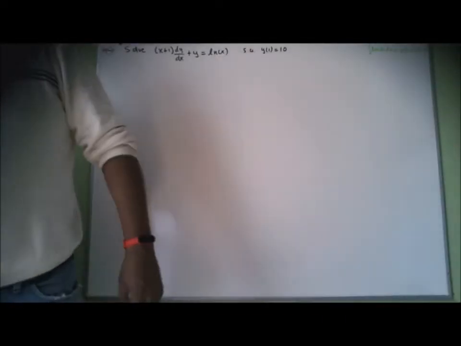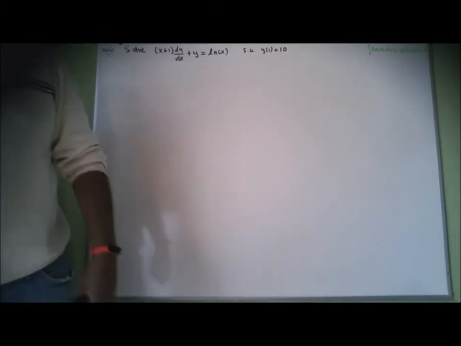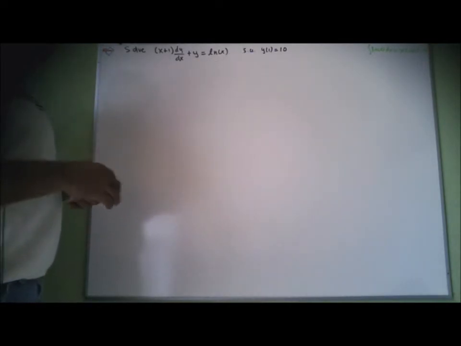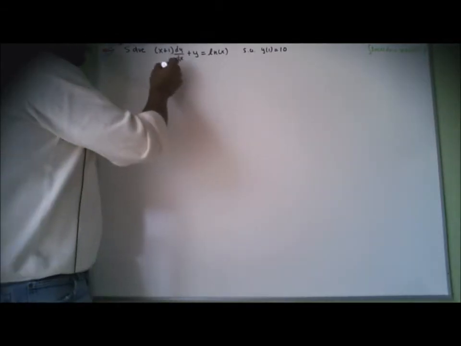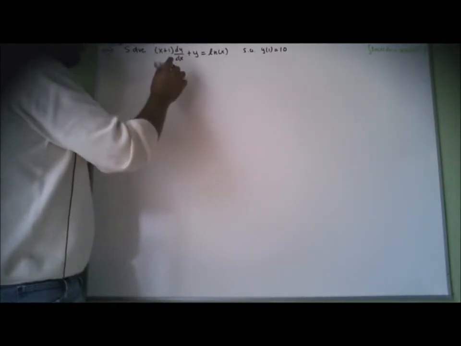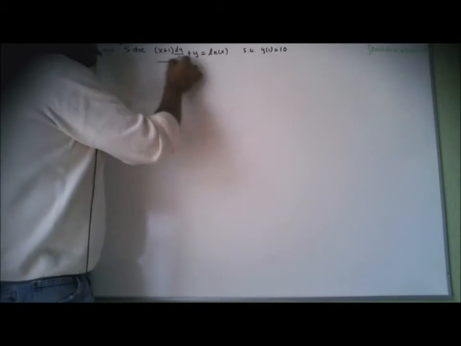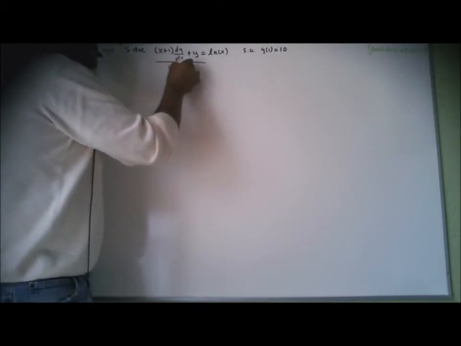Okay, let's solve another problem of linear differential equation. In this case we are given an initial condition, which means that we have to calculate the constant. The first thing to do is to put the differential equation in the linear shape. So we have to make this coefficient 1. The way to do it is to divide by x plus 1 on both sides.